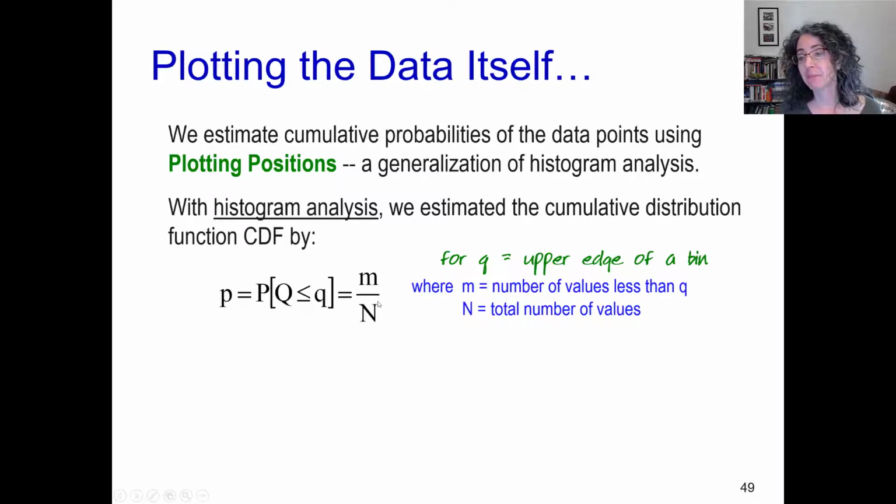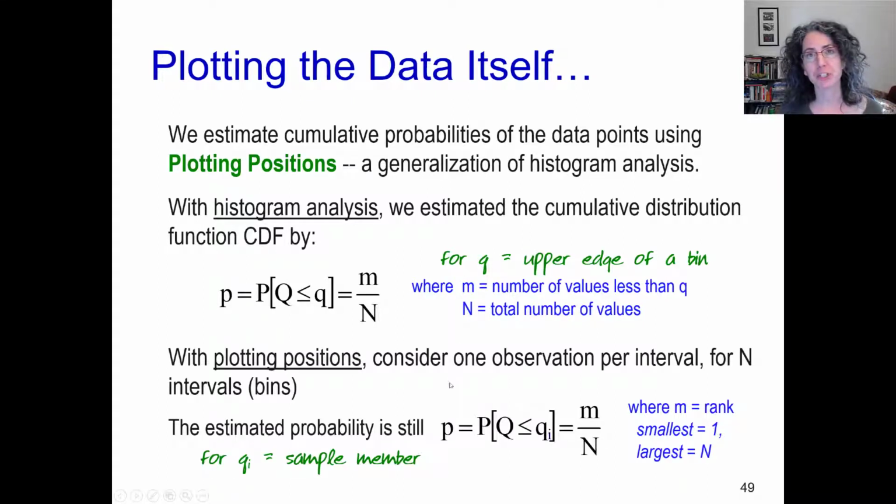And I can estimate this probability for values of q which are the upper edge of a histogram bin. Now, with the plotting positions that we've moved on to, we're considering one observation per interval. And so the estimated probability still looks the same. The probability of our variable q being less than or equal to some value of q is still m over n. And this time we've defined m as the rank. So we've ranked our observations from smallest to largest, and we've assigned a rank of 1 to the smallest value up to capital N, the sample size, for the largest value.